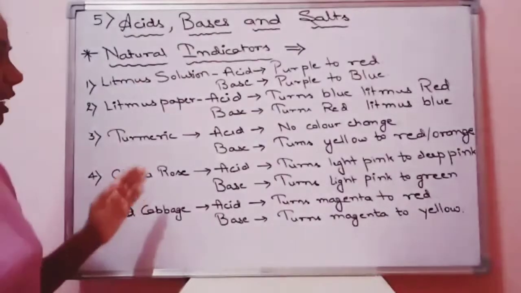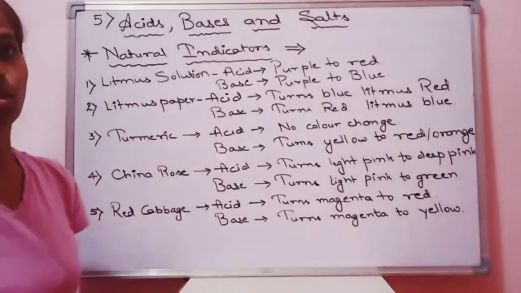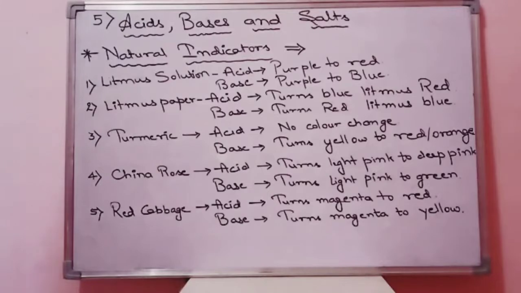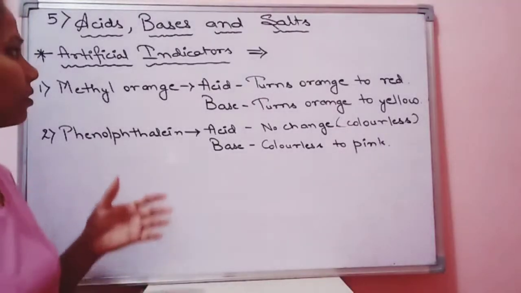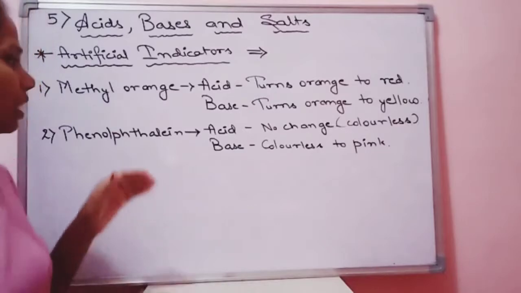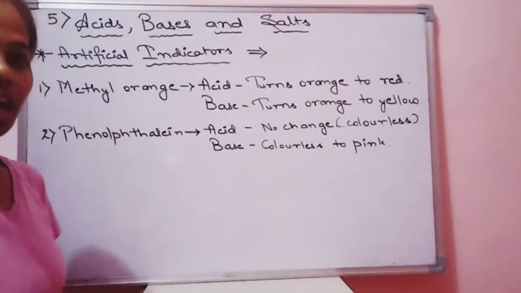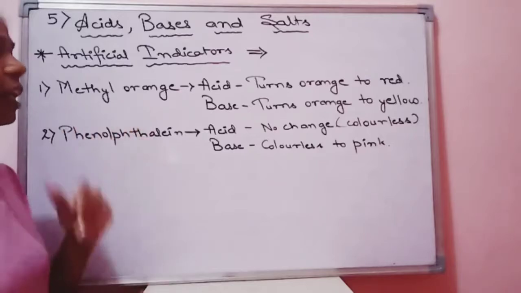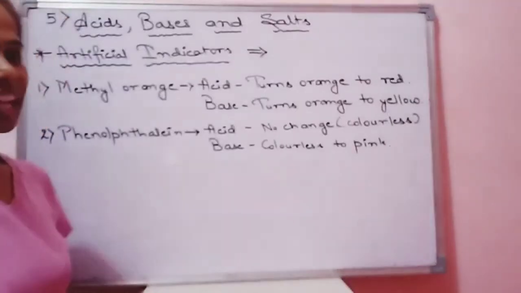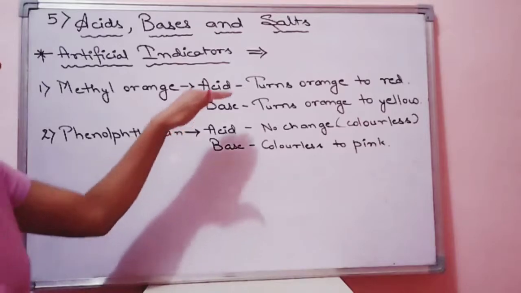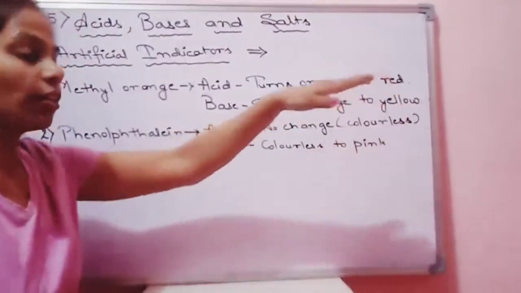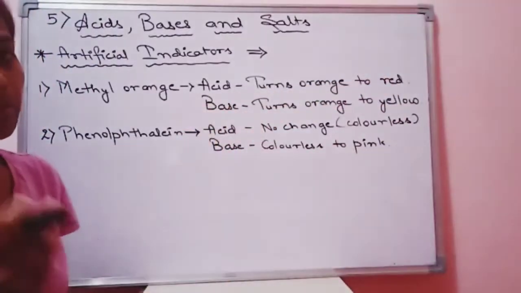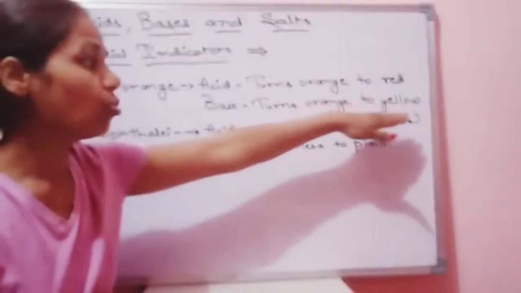Fine. Now let's have a look at the working of synthetic, or artificial, indicators. These are some of the well-known artificial indicators, children. Methyl orange, as the name suggests, is light orange, orangish in color. Okay. When it is mixed in any acidic solution, children, it turns into red color. Whereas when it is mixed with any basic solution, then it turns into yellow color.